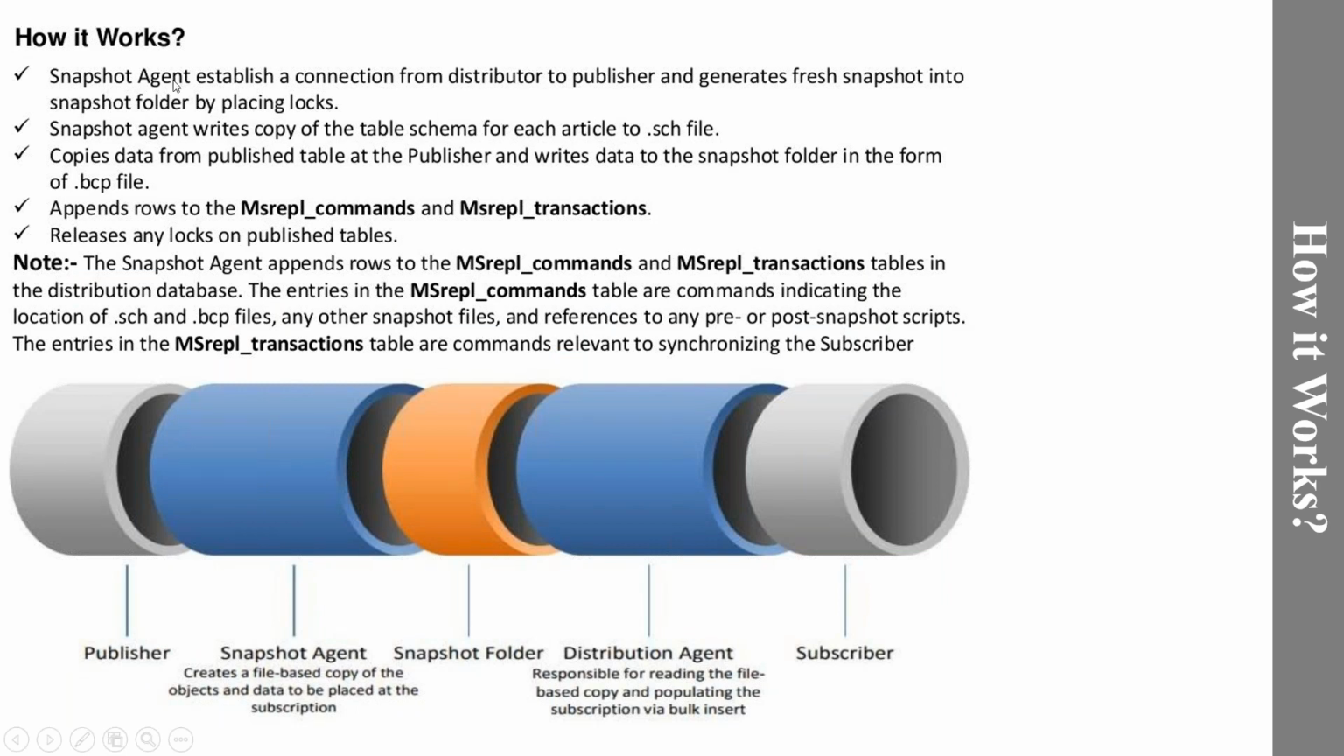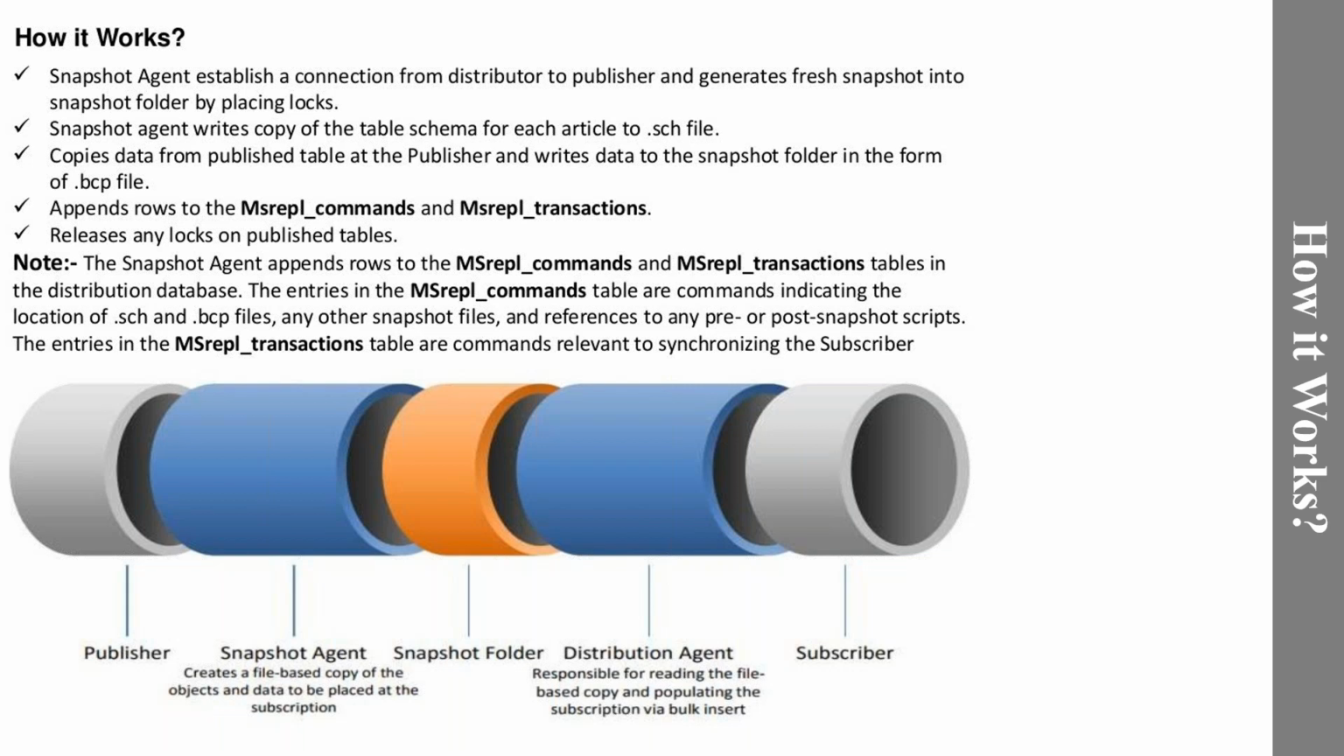Sir, here also you see, the snapshot agent establishes a communication between the distributor and publisher and generates the fresh snapshot into the snapshot folder by placing a lock. The snapshot agent writes and copies the table schema, .sch, everything, sir. Once it copies the publisher database, it will write information into MSrepl_commands and MSrepl_transactions, which are available in the distribution database, and release the lock. I don't want to show you the same things in multiple slides because it is a little confusing. That is the major reason I explained it picture-wise.